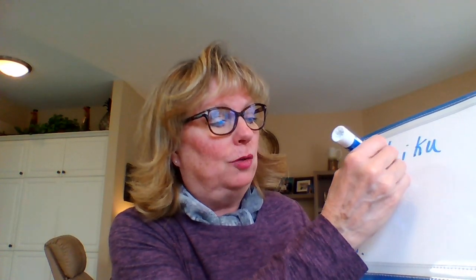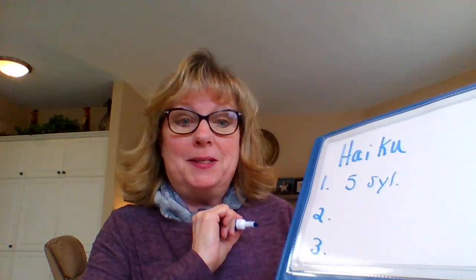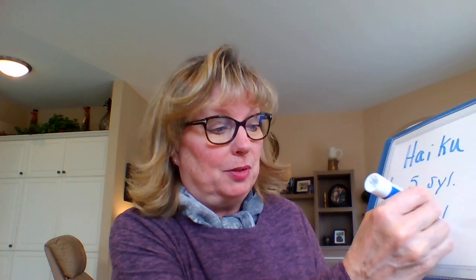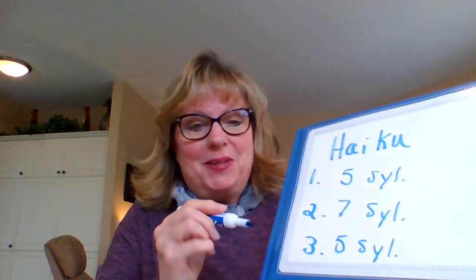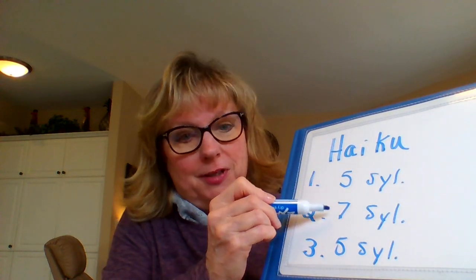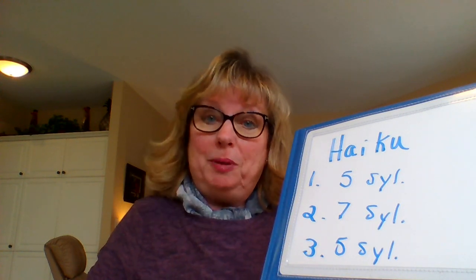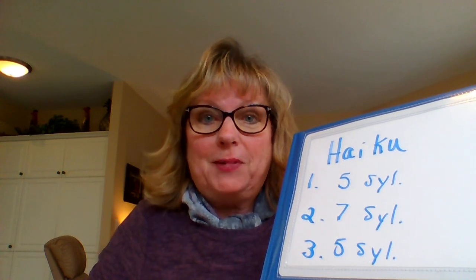So the first line, you need to clap out 5 syllables, okay? In the second line, you need to clap out 7 syllables. And in the third line, you need to clap out 5 syllables. So that's our rule when I say 5, 7, 5. You'll get used to hearing that a lot, and you'll be practicing that a lot when you do your haiku poem, when you're writing one out, okay?